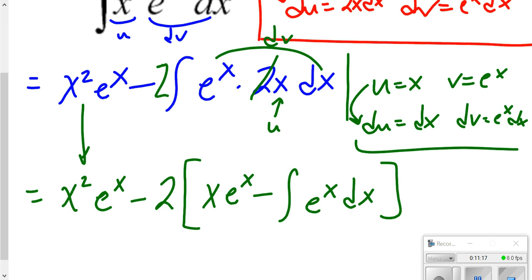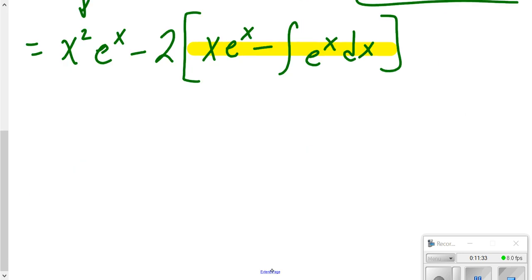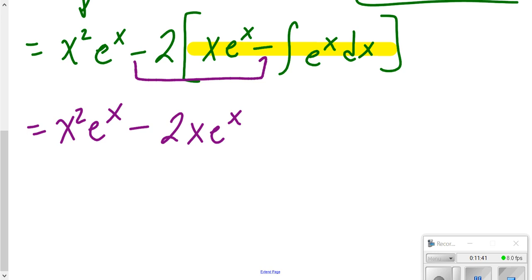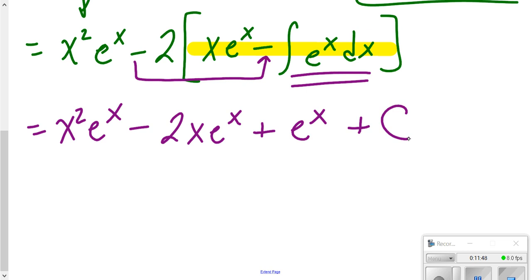Okay, so let's just make sure you're with me. This part is equivalent to this part. That's where I used integration by parts. Everything else was there previously, and it's important to recognize that the 2 needs to go with everything that comes from that highlighted part. Okay, so minus 2x e to the x. I've got minus and a minus, so this is going to be plus. The antiderivative of e to the x is just e to the x plus a constant.